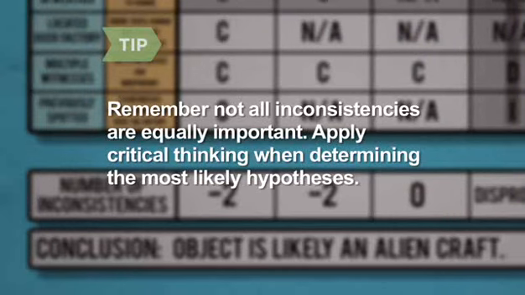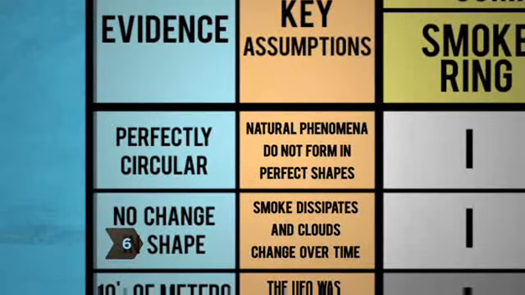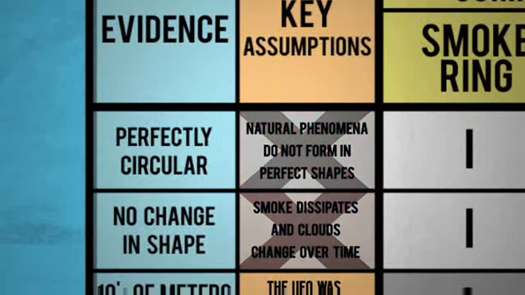Remember, not all inconsistencies are equally important. Apply critical thinking when determining the most likely hypotheses. Step 6. Gauge how sensitive to change your conclusions are by varying some of your assumptions and omitting various sources of evidence.